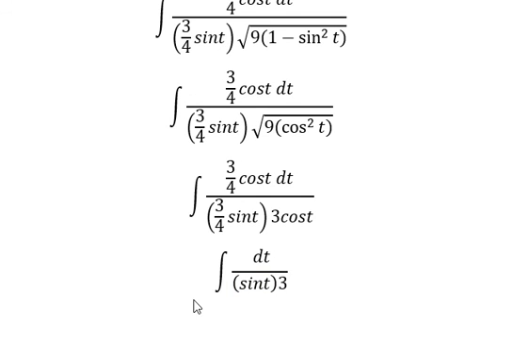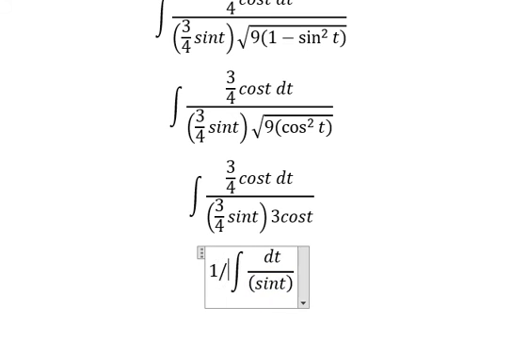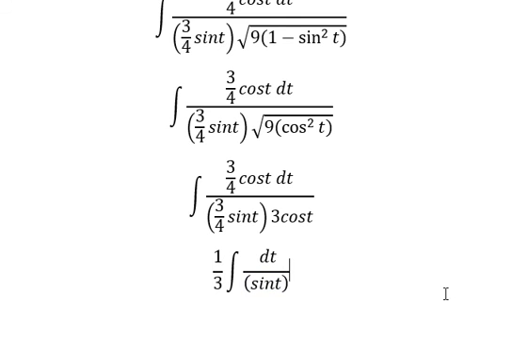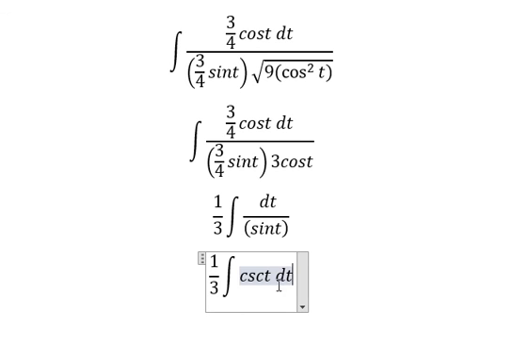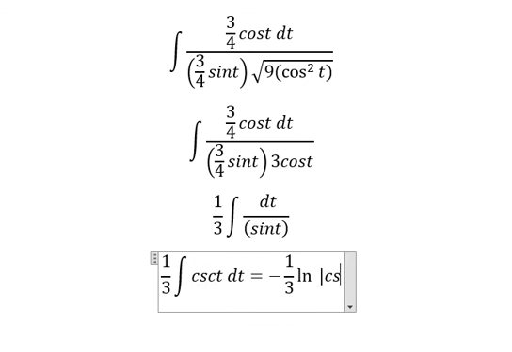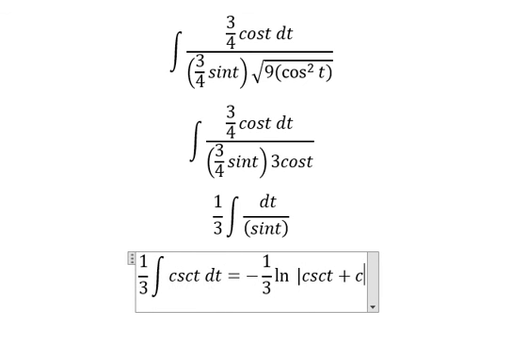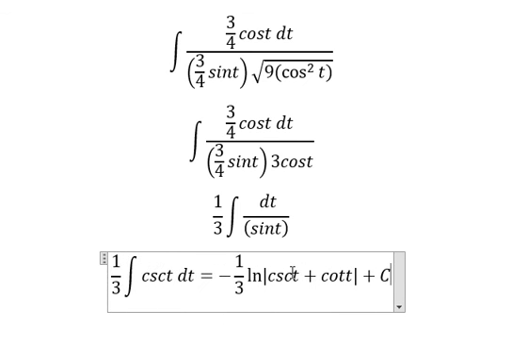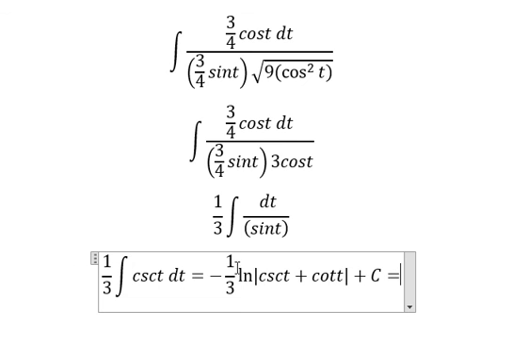So I will put the 3 outside. This one is the integral of cosecant t dt. The integration of cosecant t gives you negative ln of the absolute value of cosecant t plus cotangent t, and we put plus c, in terms of t in here.